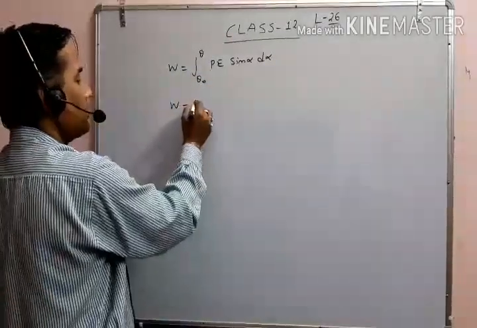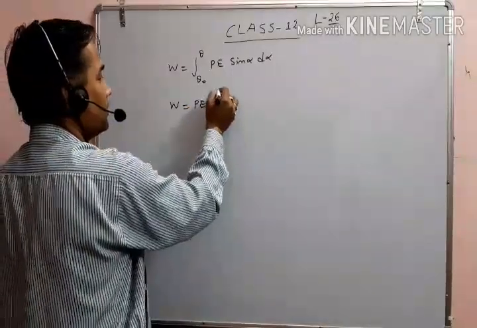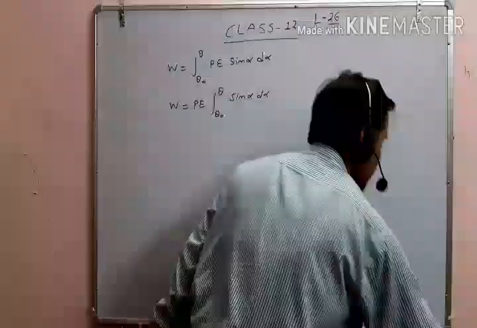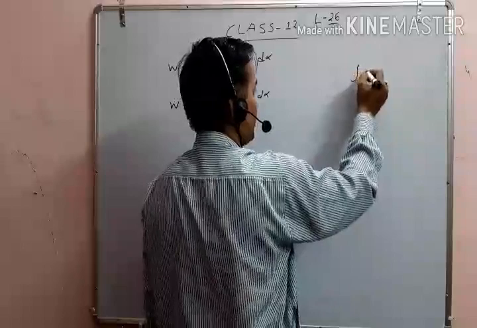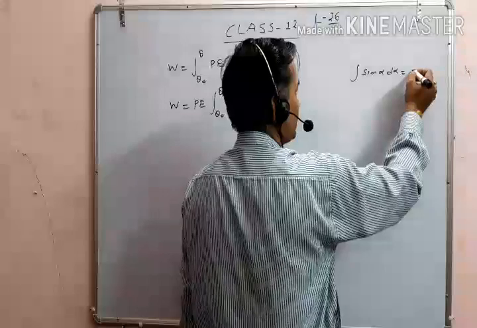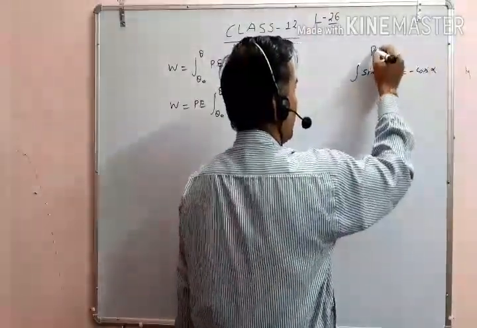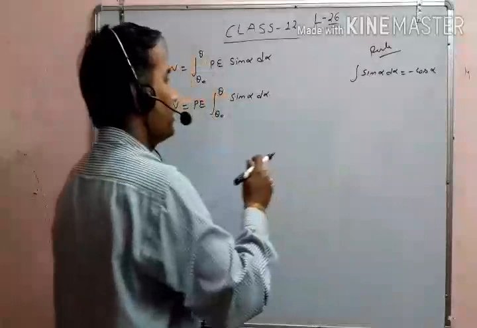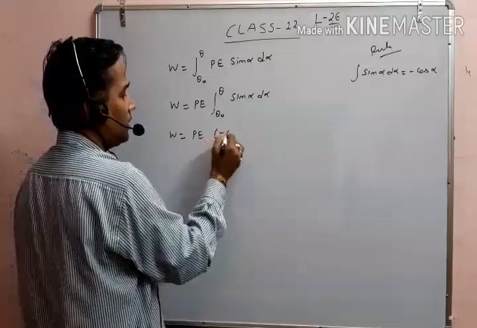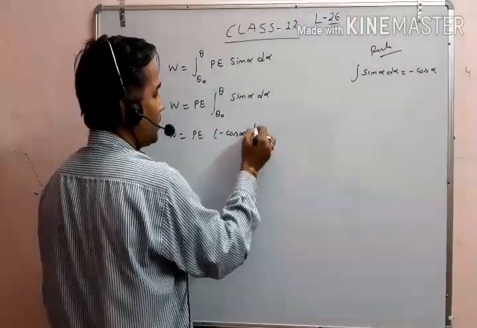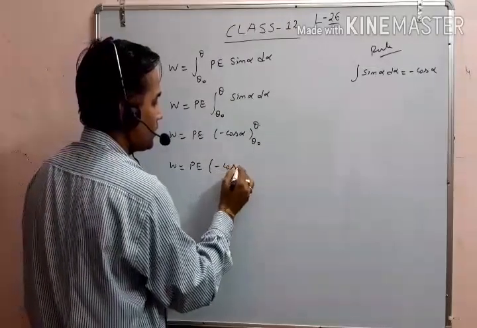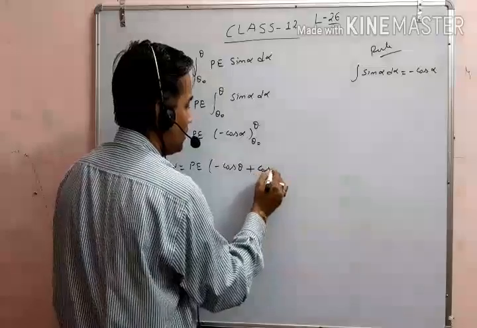So first we take the constant PE out, with limits theta naught to theta, of sine alpha d alpha. The first question that arises here is, what is the integration of sine alpha? All of you know very well, the integration of sine alpha is minus cos alpha. If you don't know, you should learn it. So W is equal to PE times minus cos alpha, with limits theta naught to theta. So work done becomes PE times minus cos theta plus cos theta naught.